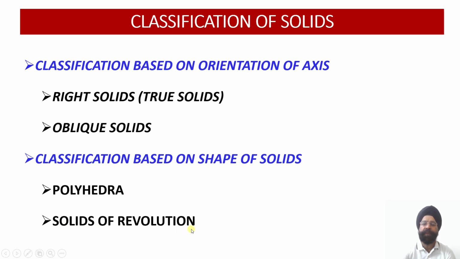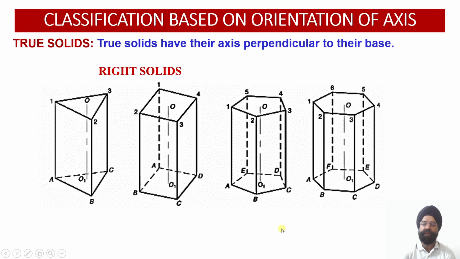Then the second type of solids based upon shape are called solids of revolution. These solids are obtained as a result of rotation or revolution of a given plane surface. These are the solids which are going to have a curved surface on their outer side. We are going to discuss all these categories of solids one by one. The first classification, that is based upon orientation, we will see with true solids or the right solids.